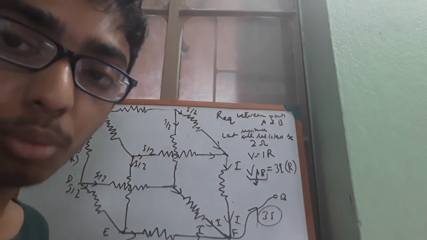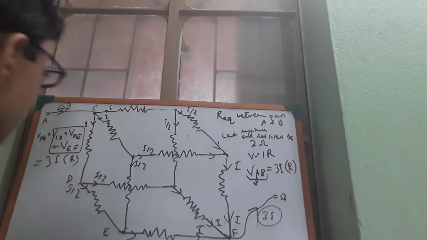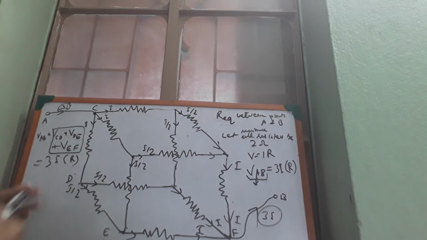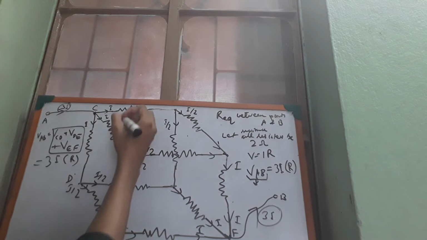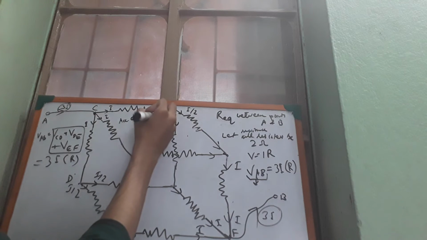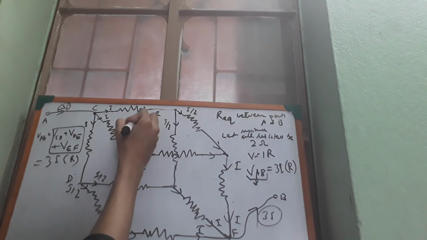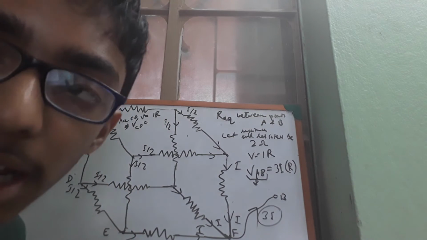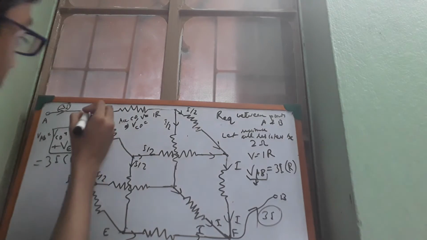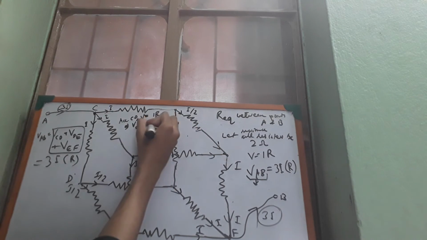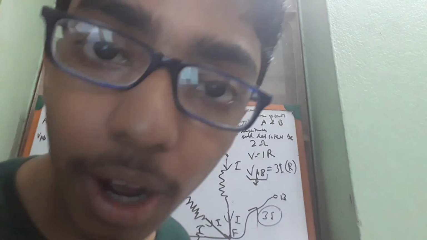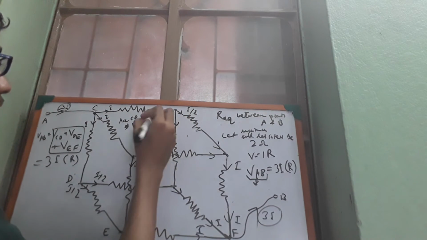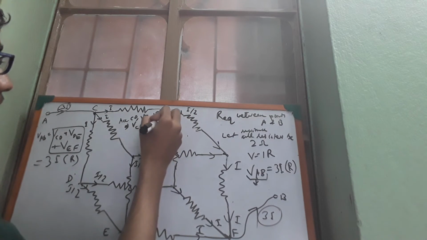Now you will ask me how is this going to help us? Because consider VCD. Across path CD, we can apply the same Ohm's law, V equals IR. So VCD will be equal to I. Here the current is only I, because 3I is broken into three parts. So here the current is only I. And here we know the value of R in this case. R is 2 ohms. So that is going to be 2I. So VCD is going to be 2I.